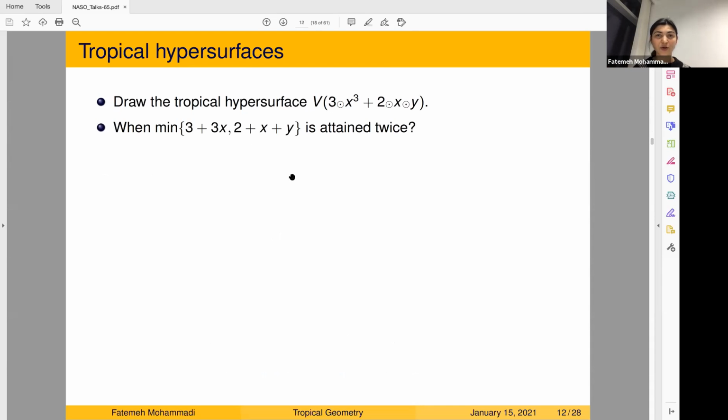Okay, just to make sure we are on the same page. We first look at this polynomial and translate it to piecewise linear functions. Because I have 2 terms, I'm going to look at the minimum of 2 linear functions. The first one would be 3 plus 3x, and the second one is 2 plus x plus y. We take the minimum of these 2 linear functions and look at those points where the minimum is attained twice.